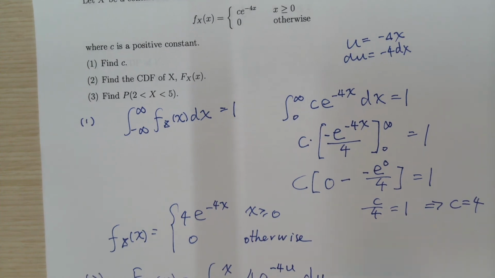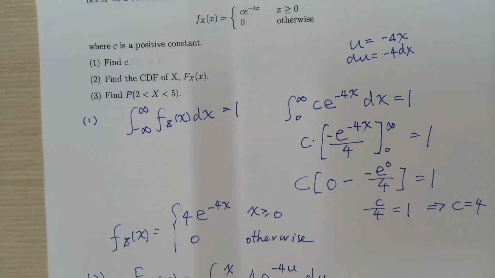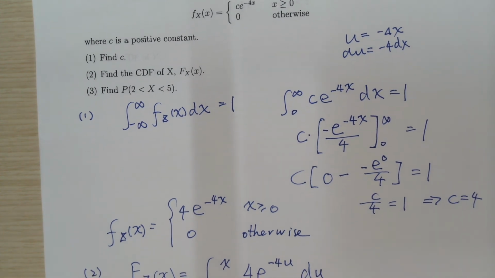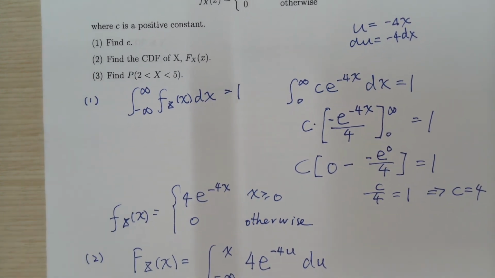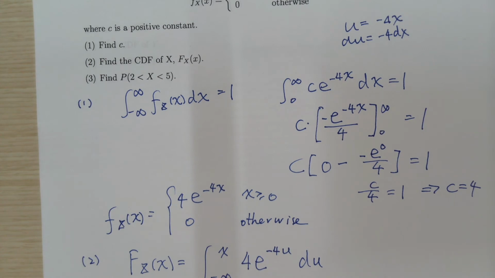And it's very easy. You can do these pieces. So this is going to be negative e to the power of negative 4u, evaluated from 0 to x here. So it's negative e to the power negative 4x minus negative e to the power of 0.